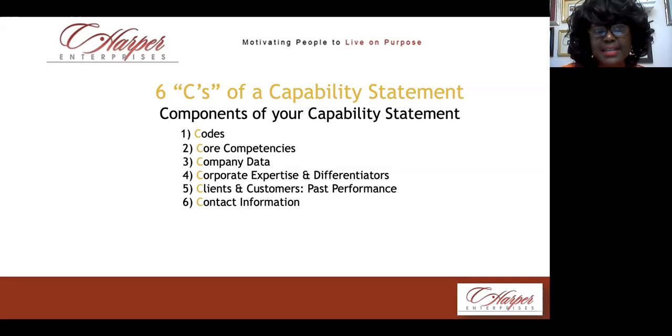Then the 5th C is the clients and your customers. Where did you get your past performance? How did you use it? Who were your clients? Who were your customers? How did you serve them? That's all past performance. And I want to debunk this myth that people often think that if you didn't do it in the federal space, it's not counted. That's not true. Most small businesses have come from a corporate client or their own personal business, and so they've worked in that industry for someone. Make sure that's listed as well.